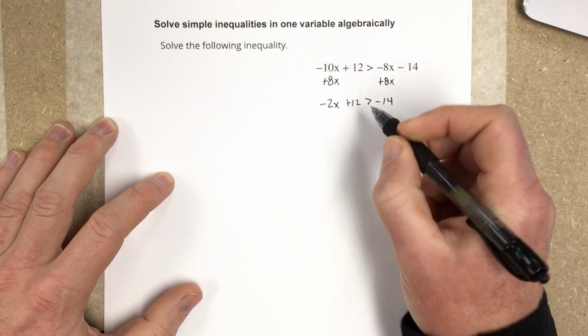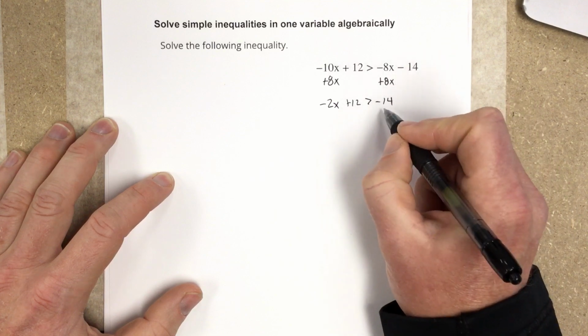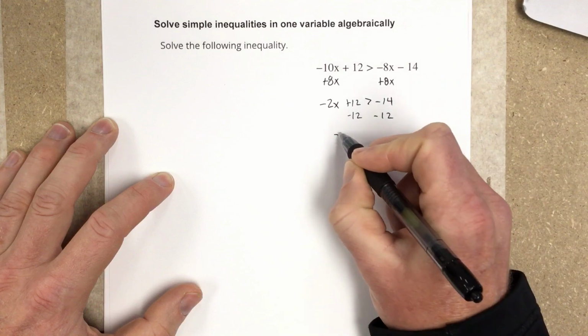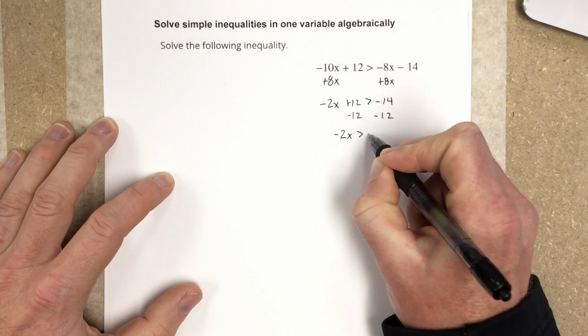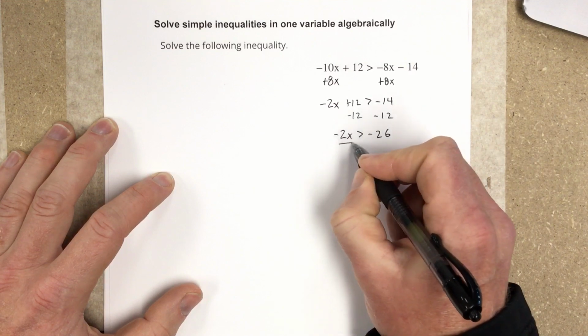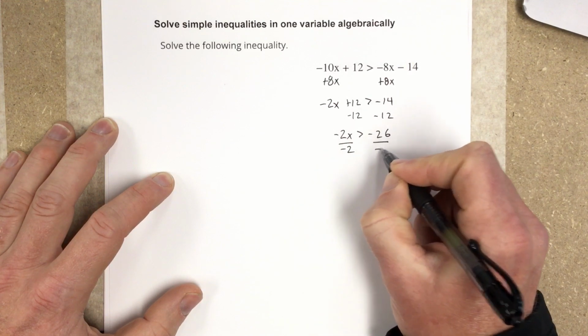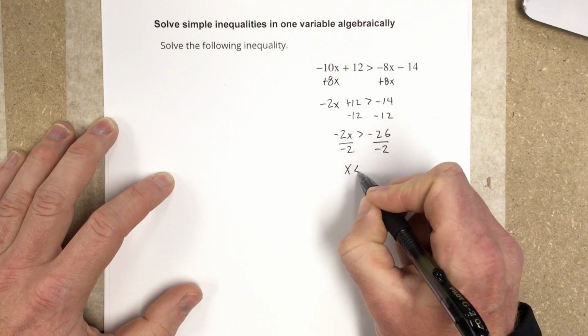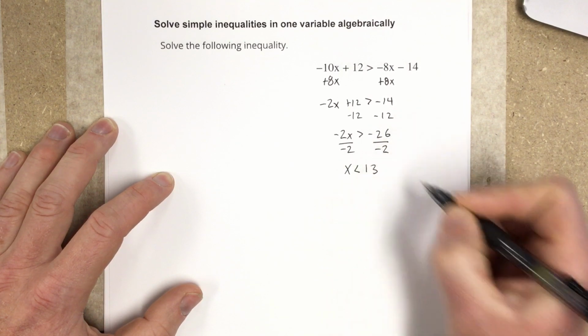And then I'm going to get the numbers on the same side, so I'm going to subtract 12 on each side. So that's negative 2x greater than negative 26. And then we're going to divide by negative 2 to isolate the x. When I divide by a negative, I have to flip the sign, so that'd be x is less than 13.